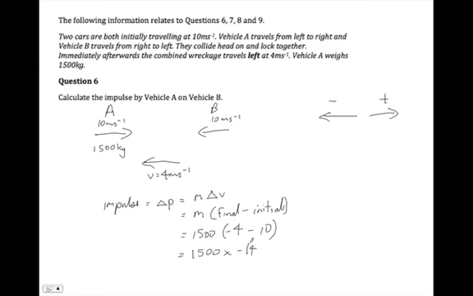And so 1,500 times negative 14 is minus 21,000 kilogram metres per second, or newton seconds. Minus 21,000 is telling us it's in this direction. Okay.